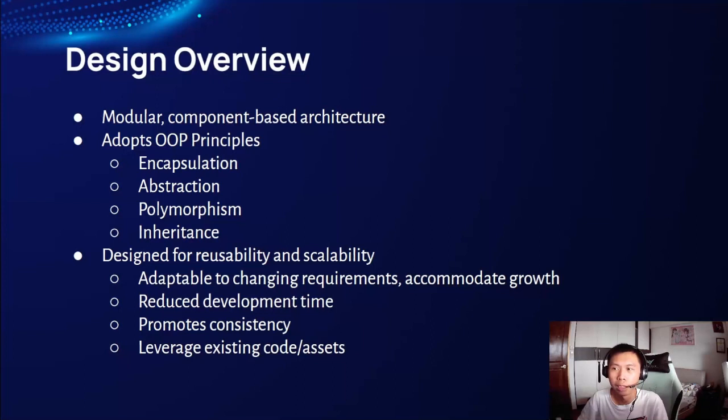We have applied OOP principles such as abstraction in template classes such as entity and scene, polymorphism in overriding functions provided by a parent class, inheritance by extending a child class, and encapsulation by setting class attributes to private, hiding internal details and exposing only necessary information. It is also designed for reusability and scalability by reducing development time, promoting consistency of code across developers' projects, leveraging existing code and assets from the game engine, and made adaptable to changing requirements.